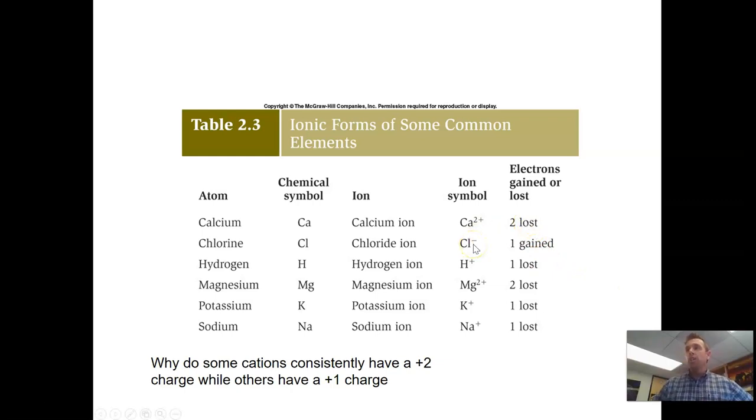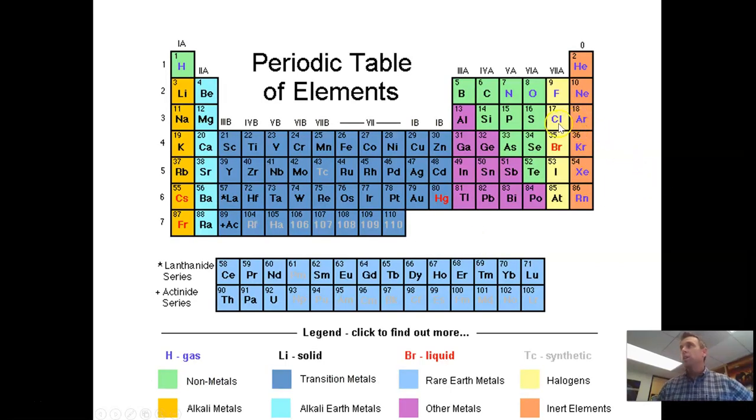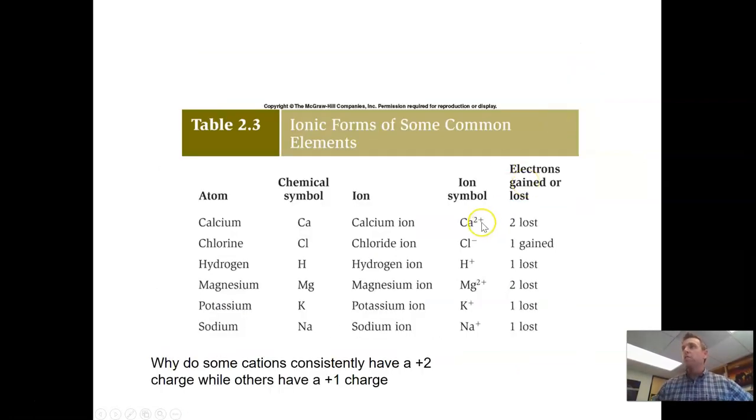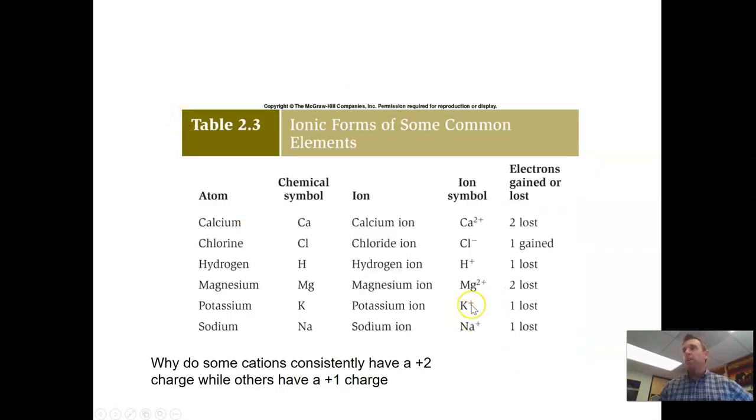Chlorine will gain 1, giving it a negative charge to get to its octet rule. Right? Here's chlorine, will gain 1. So chlorine ions are usually 1 negative charge. Calcium ions are usually 2 positive charge. Hydrogen often will lose its 1. Magnesium is going to lose 2. Here's magnesium. It's in this column, so it's going to lose 2. Potassium is in this column, so it's going to lose 1, just like sodium. All right, so there's potassium's charge, there's sodium's charge. So that's the answer to why do some cations consistently have a +2 charge while others have a +1 charge.